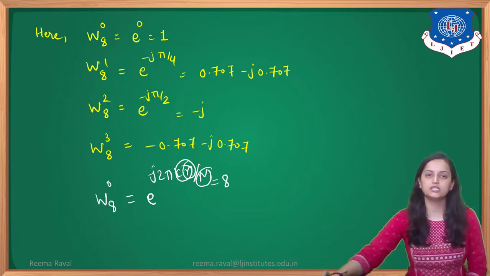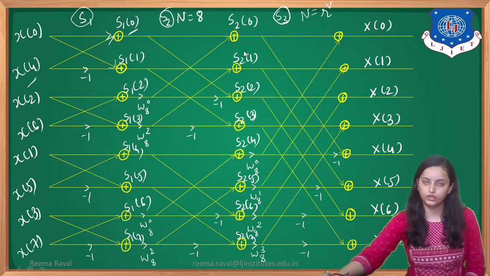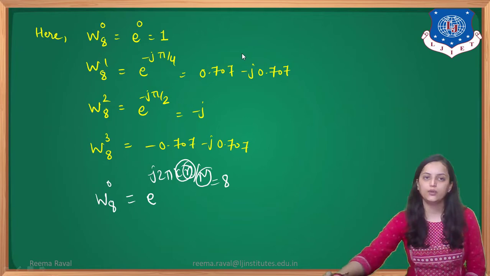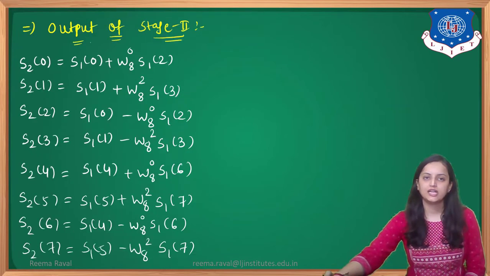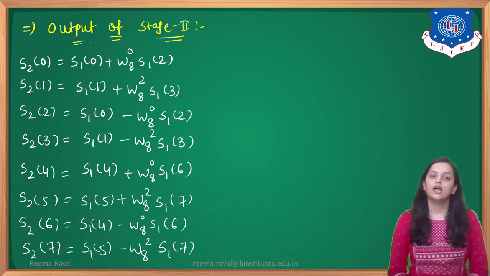So as you can see from this figure, stage 2 is there, where if we consider the output of stage 2, that is S2 of 0, we can see that two signal inputs are given. First is S1 of 0 and the second one is from S1 of 2. So we can write the equation of stage 2 like this: S2 of 0 equals S1 of 0 plus W80 S1 of 2. S2 of 1 equals S1 of 1 plus W82 S1 of 3.